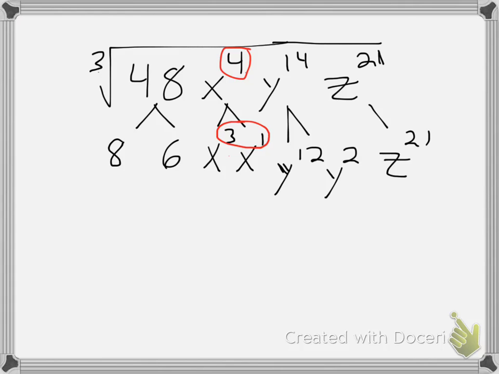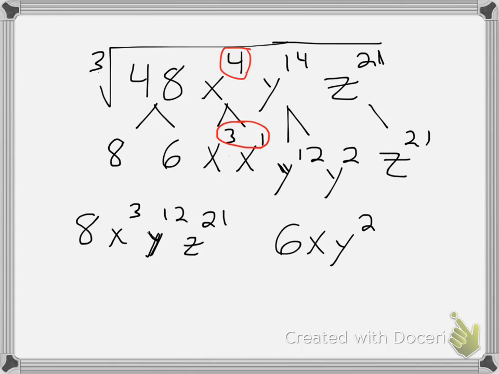So what I've done again is I've split each of my terms, the 48, x, y, and z, into, if they didn't have a perfect cube, 2 parts, one of which is the perfect cube. So my perfect cubes are 8, x to the 3rd, y to the 12th, and z to the 21st. Everything else is my 6, my x, and my y to the 2nd.